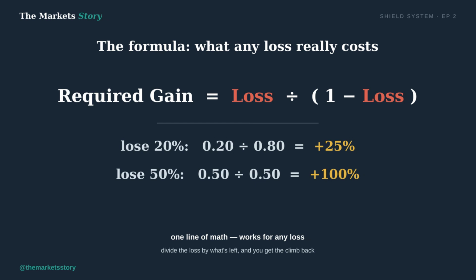Here's the one line of math to remember. Required gain equals the loss, divided by what's left, 1 minus the loss. Lose 20%, 0.2 divided by 0.8. You need 25%. Lose 50, 0.5 divided by 0.5. A full 100%. The bigger the loss, the smaller the base you divide by, and that's what makes the answer explode.